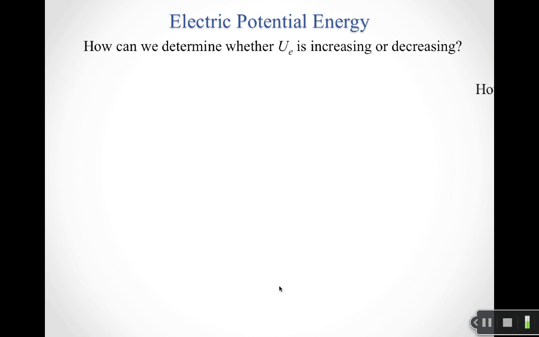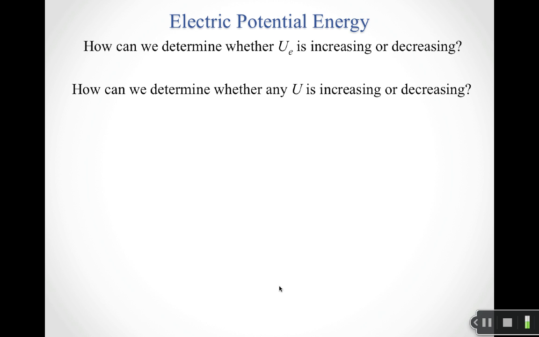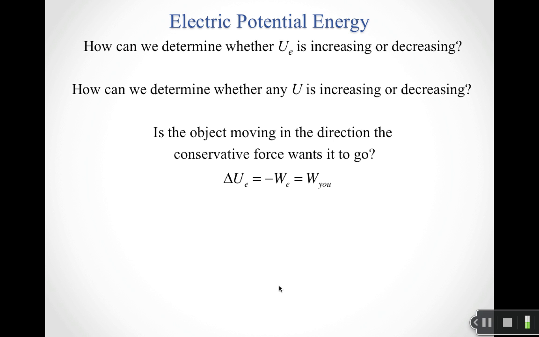So again, thinking in terms of the field that we know best, how can we determine whether the potential energy is increasing or decreasing? Well, let's think about what we learned from 221. So we said, how can we determine whether any potential energy is increasing or decreasing? And so the definition that we came up with is the object moving in the direction the conservative force wants it to go. So if the object is moving in the direction the conservative force wants it to go, then the work done by the conservative force will be positive, and therefore the potential energy will actually decrease.